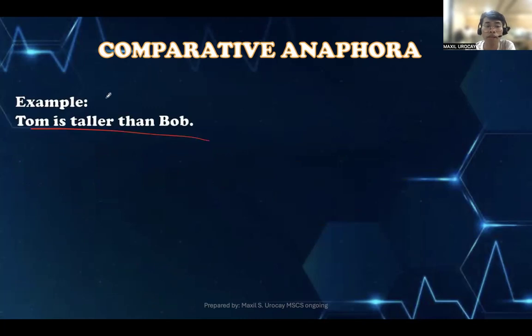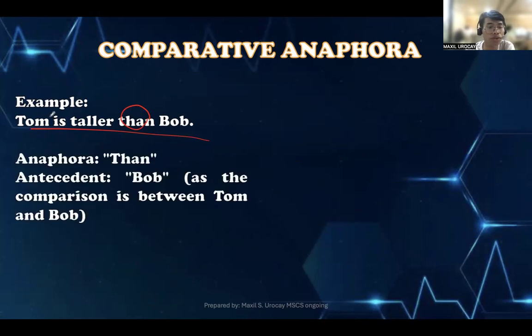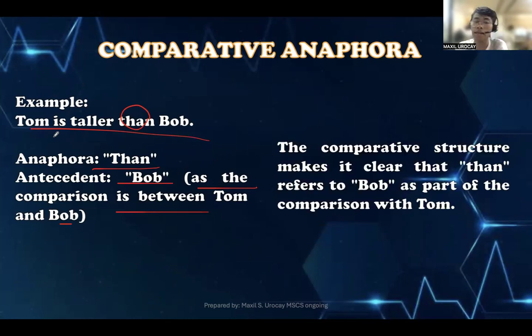Say, for example, another example here, which is Tom is taller than Bob. So we're able to use than here in our comparative features. So than is the anaphora, and the antecedent will be Bob, as the comparison is between Tom and Bob. So the comparative structure makes it clear that than refers to Bob as part of the comparison with the Tom subject. So why is this important?